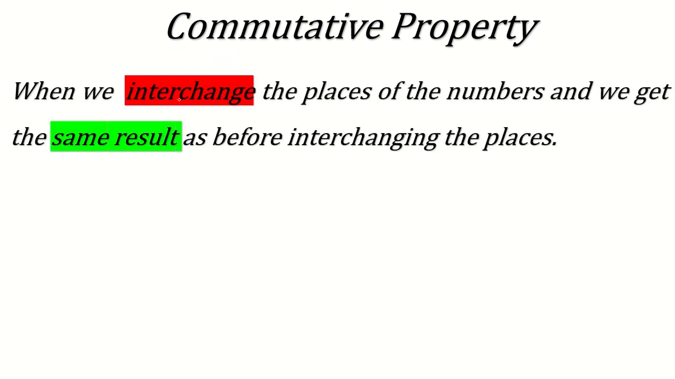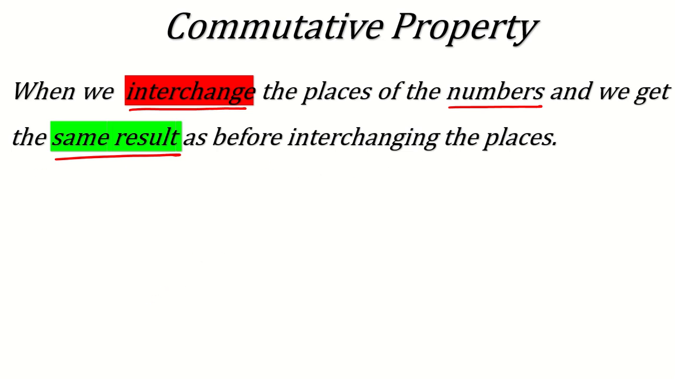Now, the first property is the commutative property. Just try to understand it with the word commute. Commute is a simple English word. It means to and fro, going and coming. So what is the meaning of commutative property here? In simple language, when we interchange the places of the numbers, we get the same result as before interchanging.